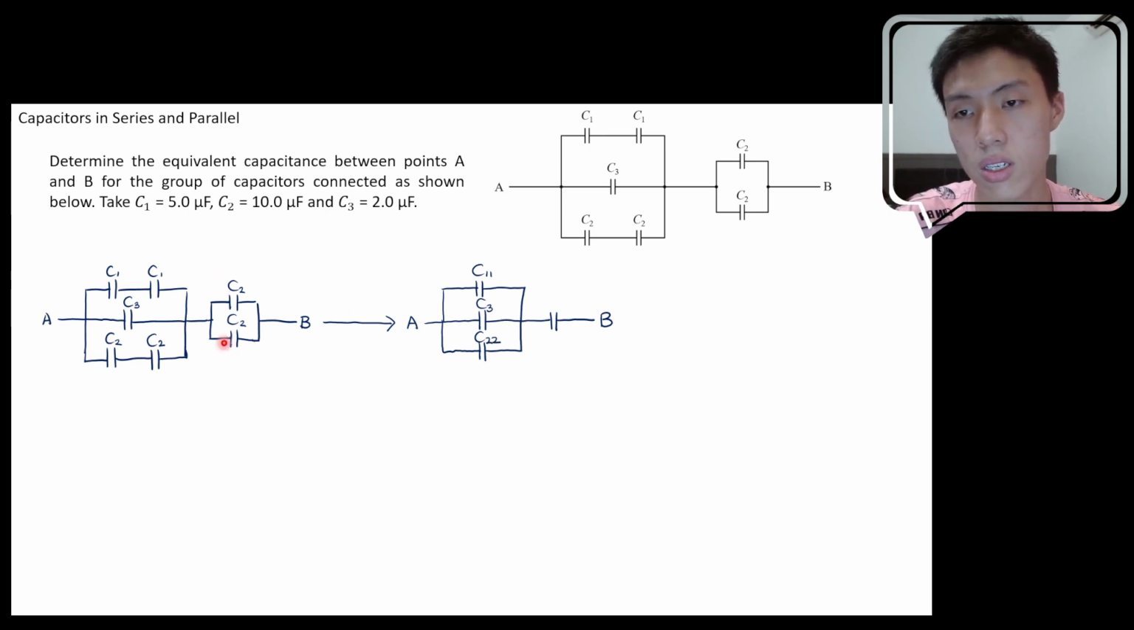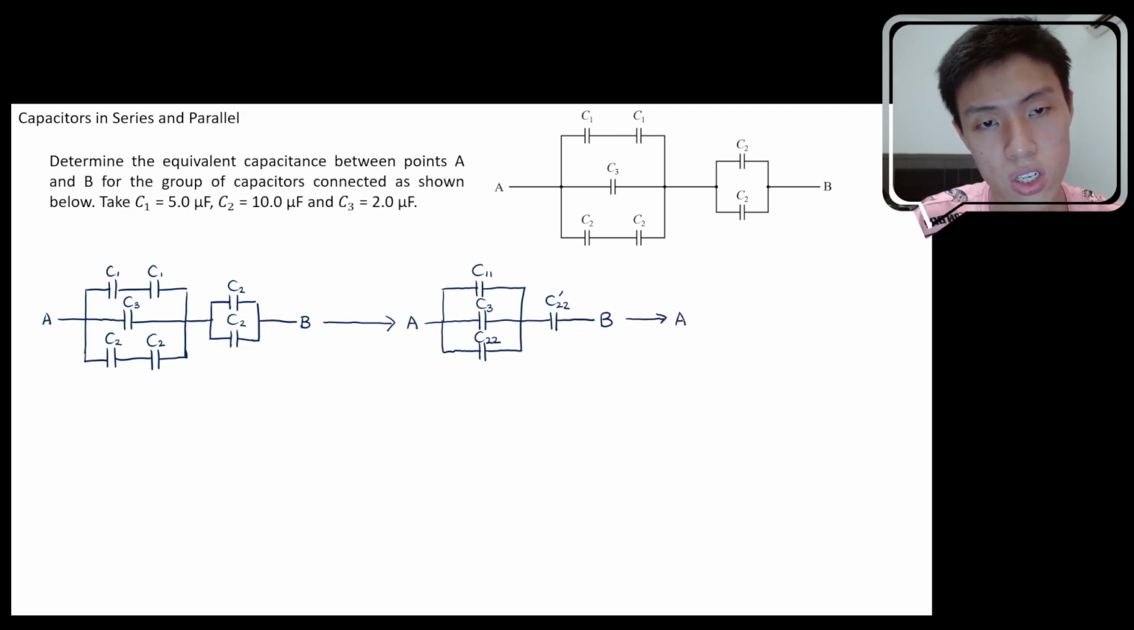Whereas this other C22 also, here is where the confusion will arise, because here there's C22, and here there's C22. If possible, we don't want to use any symbols which are identical to represent two different things. So let's prime it to show that it's different from this C22 over here. Then next, what are we going to do? We are going to merge C11, C3, and C22 together. The 3 of them are in parallel, so we are going to merge them together.